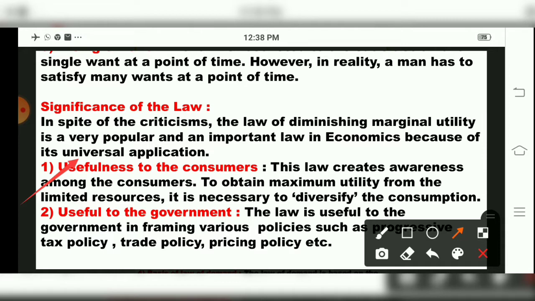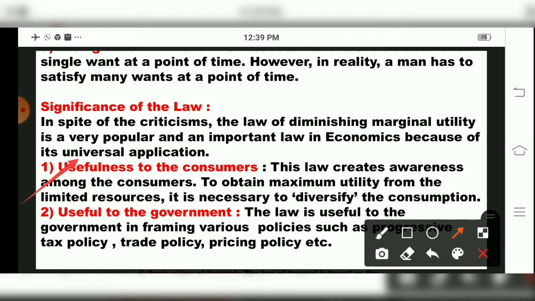So children, law of DMU tells us that it is very useful to the consumer because they will know where to stop in purchasing things when they are satisfied, rather than being a greedy person. So it is very necessary to diversify the consumption. Means where to stop purchasing things, where we should have a maximum limit. That's why this law is important.